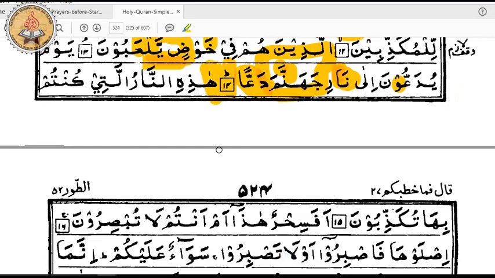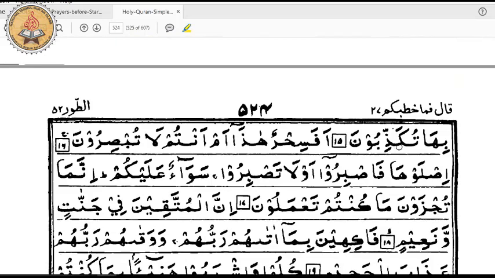أعوذ بالله من الشيطان الرجيم بسم الله الرحمن الرحيم هذه النار التي كنتم بها تكذبون. Go on, read.